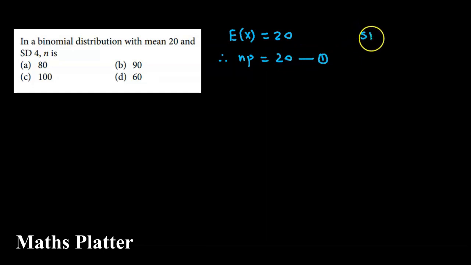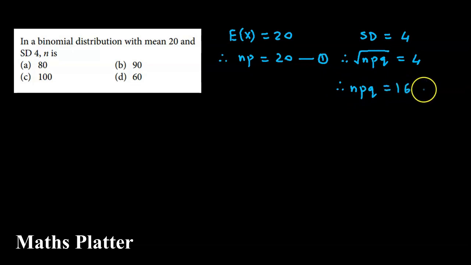Next, we are given the standard deviation. Standard deviation is 4. So therefore we could say root of npq, which is the formula for SD, is equal to 4. Squaring both sides, we have npq is equal to 16. This is equation 2.